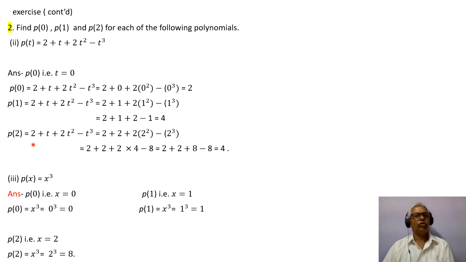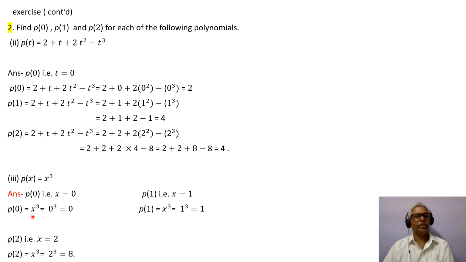p2 is equal to, see here, 2 plus 2 plus 2 into 2 square minus 2 cube. So if we solve this, 2 plus 2 plus 2 into 4 minus 8, the 8 cancels, you get 4. Okay, so this is the second one. Third one, a simple one, p(x) equal to x cube, and we have to find p0, p1 and p2. So p0 is for x equal to 0. Okay, so it is here.